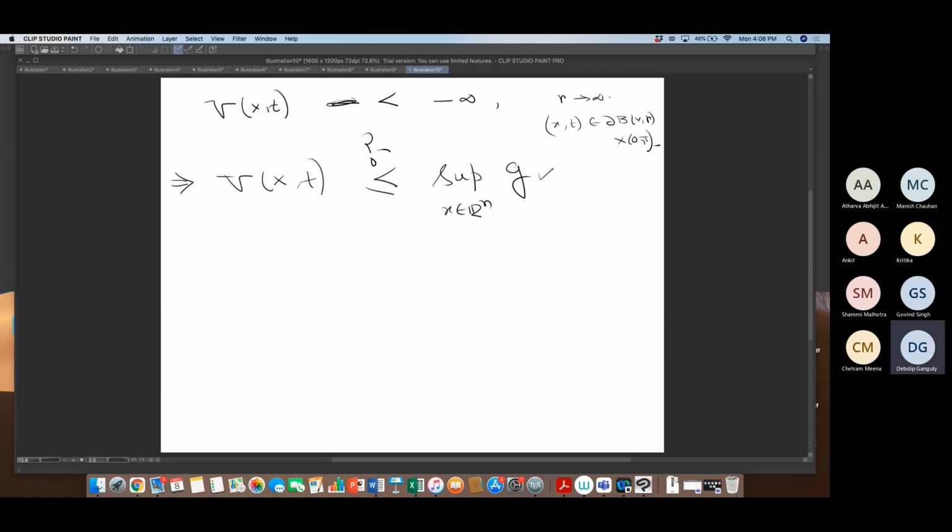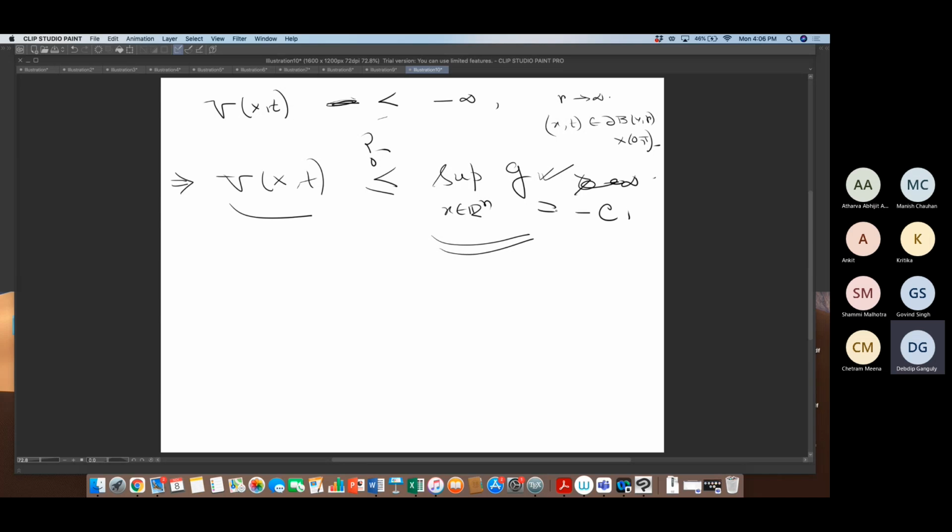If the supremum of G is minus infinity, then there is nothing to prove, right? If the supremum of G is minus infinity, then V(x,t) is less than or equal to that. Otherwise the supremum of G is greater than minus infinity, so suppose it is greater than minus infinity. It might be some negative number. Since V(x,t) goes to minus infinity, you can always make V(x,t) less than this for sufficiently large R.